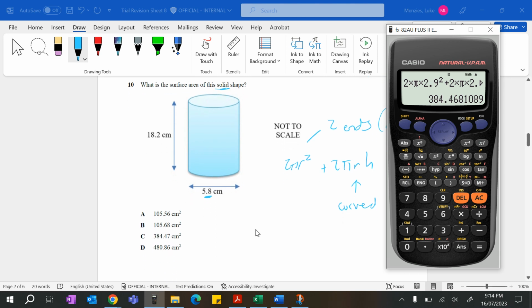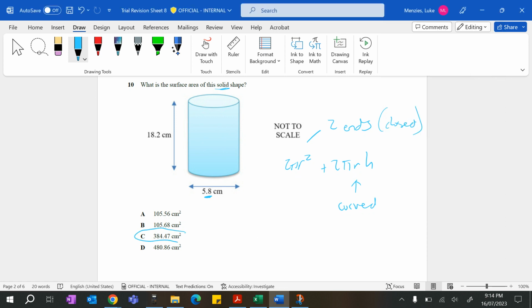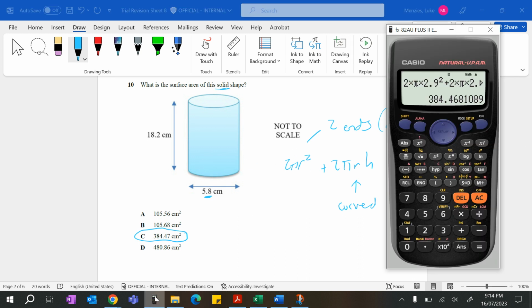384.47. There it is. Okay, so it can be deceiving sometimes, particularly with multiple choice. If I had it dropped, and I might even try it, if I drop the first part off, or I drop the 2 at the front, I dare say that answer is still there. They like to do stuff like that.